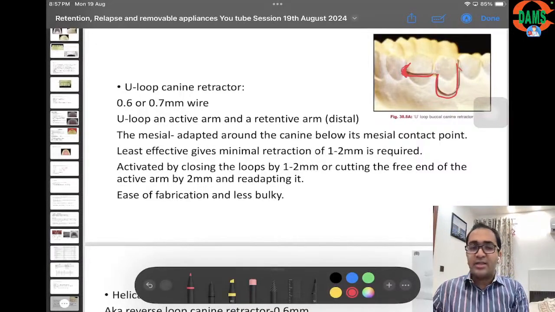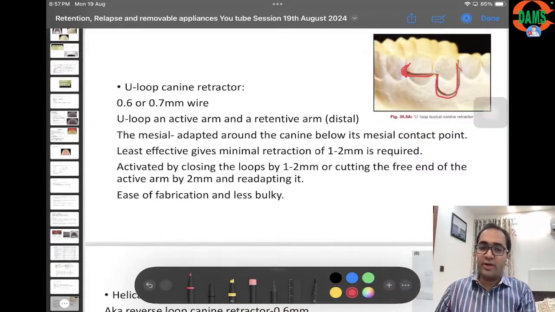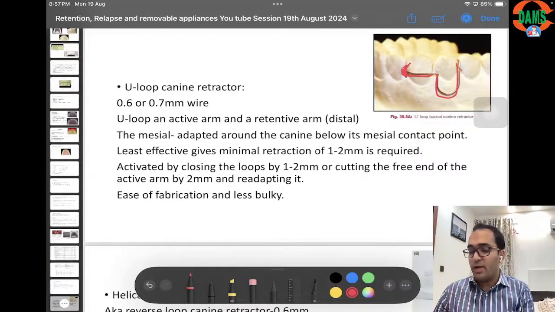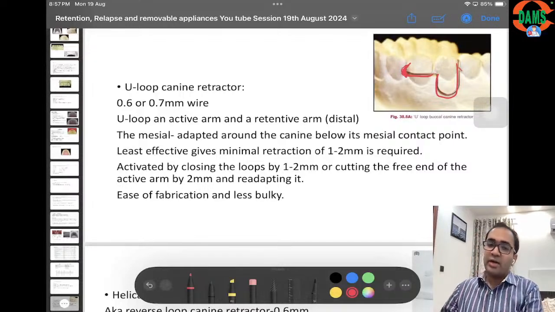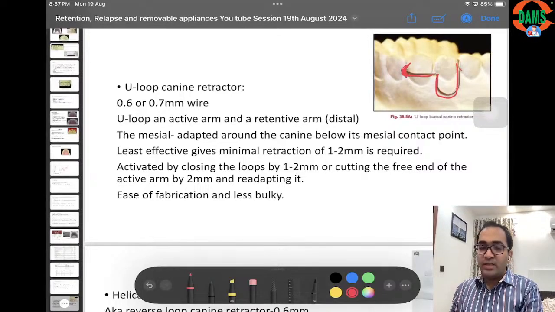The mesial end is arched around the canine below its mesial contact point. It is least effective and gives minimal retraction; it is used when 1 to 2 mm of retraction is required. How is it activated? It's activated by closing the loops by 1 to 2 mm, or cutting the free end of the active arm by 2 mm and readapting it. It has ease of application and is less bulky.